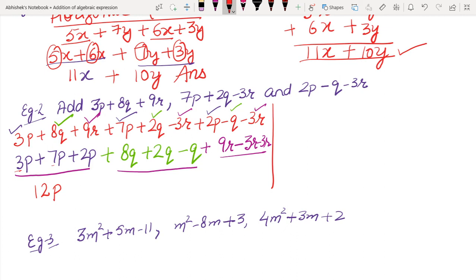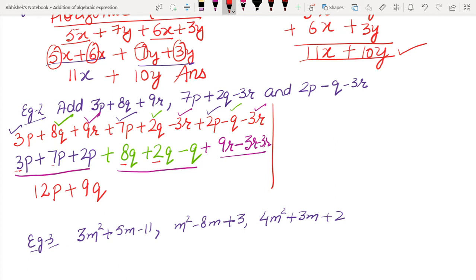Next, q remains as it is. q is written as it is. 8 plus 2, 10, 10 minus 1. So nothing is here in front of q, so it is 1. Whenever there is no coefficient of a variable, that is 1. So here it is 8 plus 2, 10, 10 minus 1, it is 9, 9q.